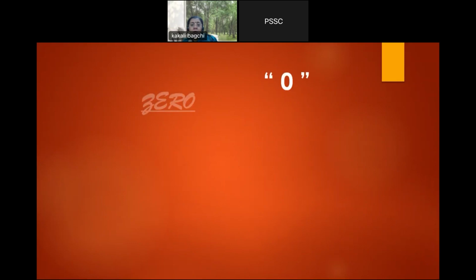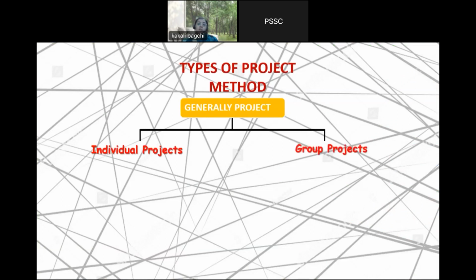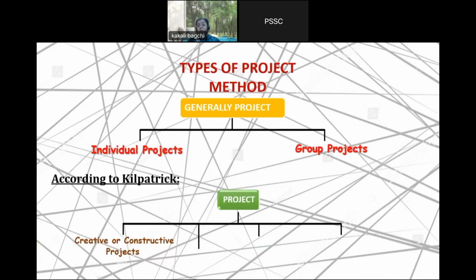See, another one. Let me go for some projects. Generally, there are two types of projects, individual project and group project. But Kilpatrick has said there are four types of projects: creative project, problematic project, artistic project, and drill project.